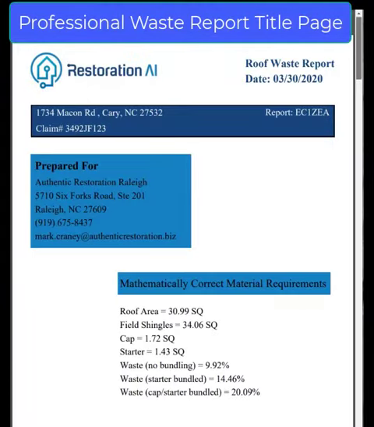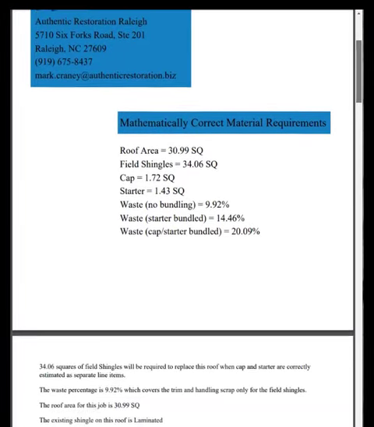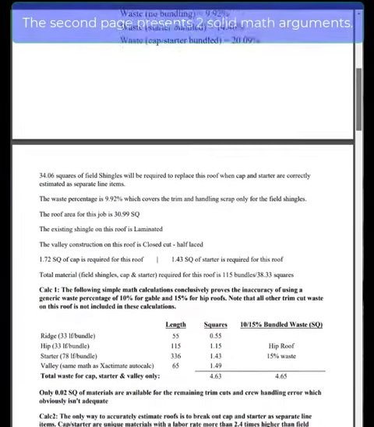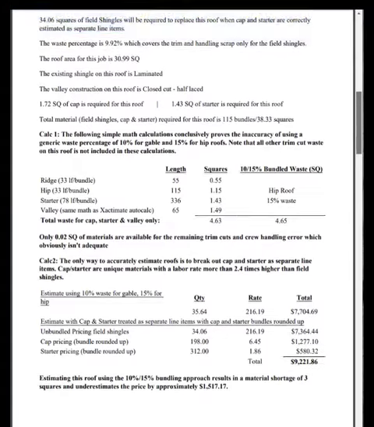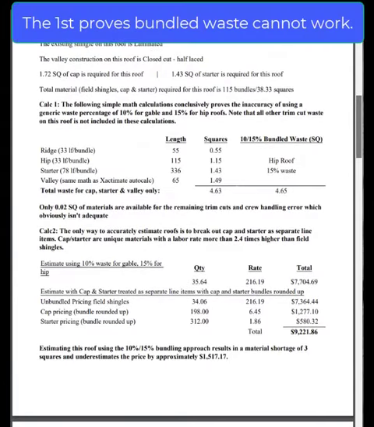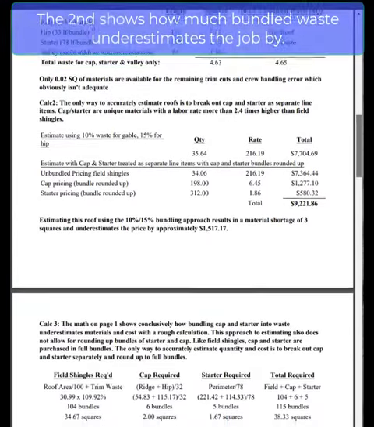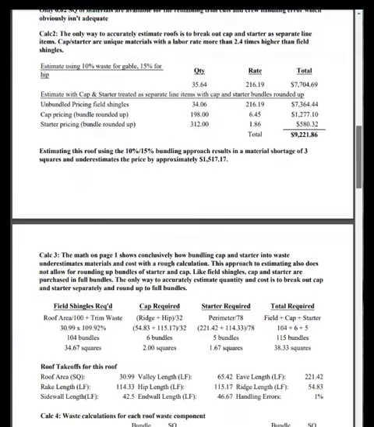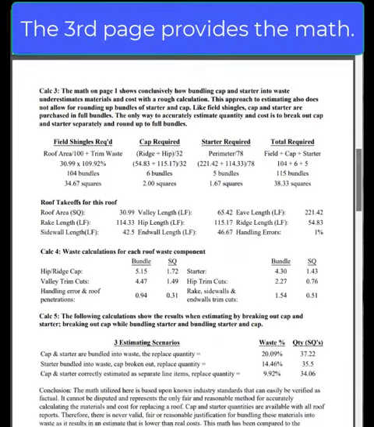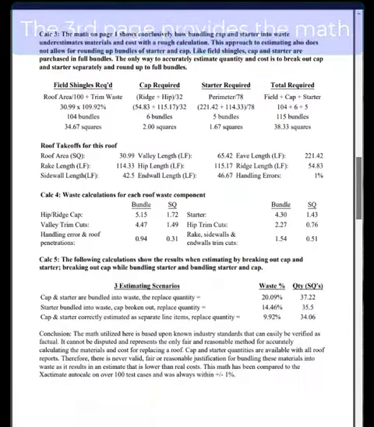There is a title page with a professional appearance. The second page has two strong math arguments. One proving the bundled waste isn't adequate for the job. The second illustrates how much bundled waste will underpay the job. If the adjuster asks for it, the third page has all the math.